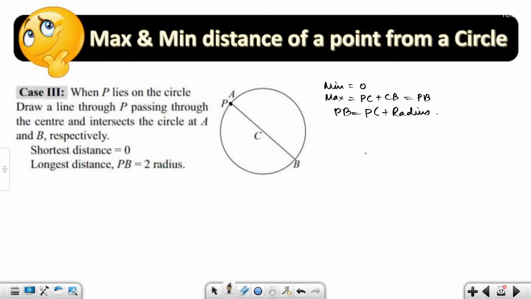Is it clear? So now the first conclusion that we are coming to is that whenever we are finding the maximum distance of point P with respect to the circle, it is always PC plus the radius. C, again I'm mentioning, is the center of the circle, and P is the given point.